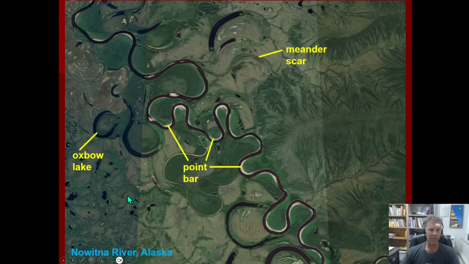So incredibly dynamic, these streams, and incredibly impressive landforms. I invite you to just get on Google Earth and find a river or stream, zoom in, check out the different features, and you can learn a lot by doing that. You can learn a lot about river dynamics and how things look over time.